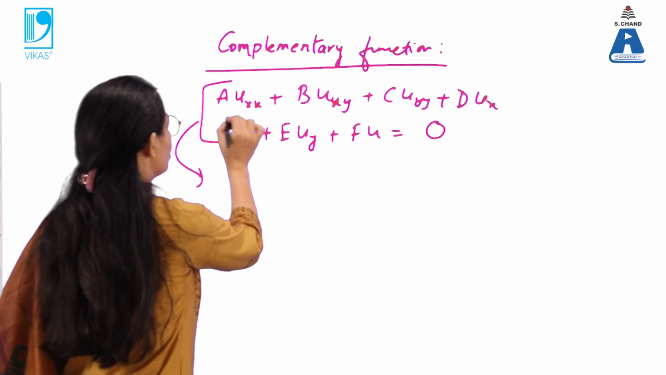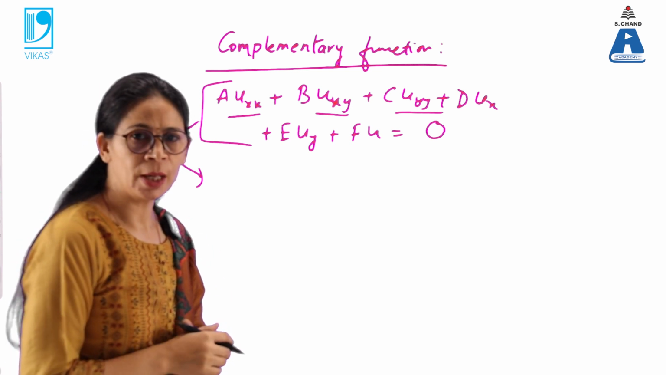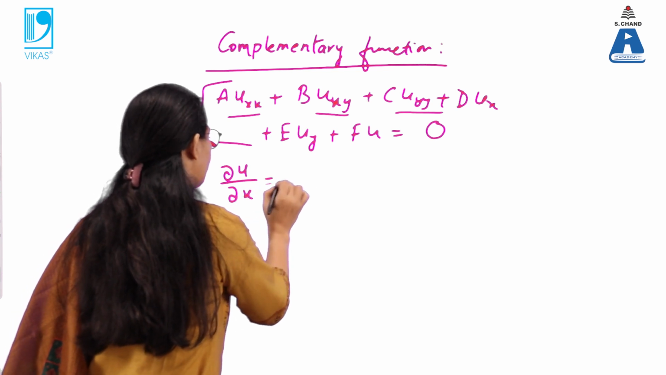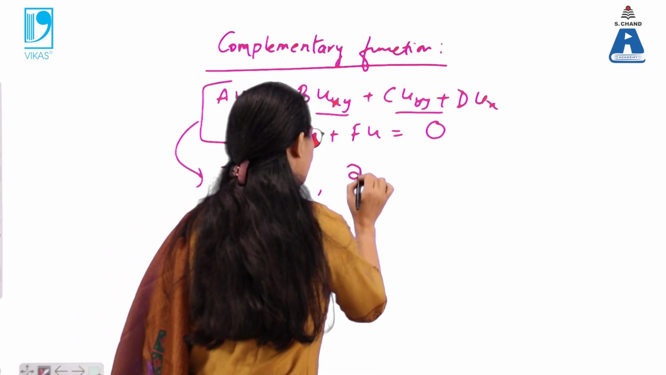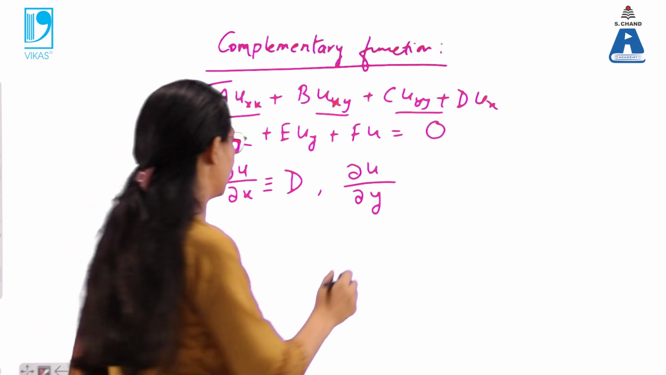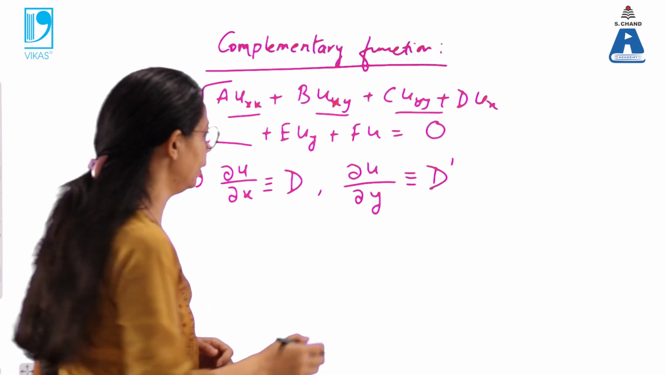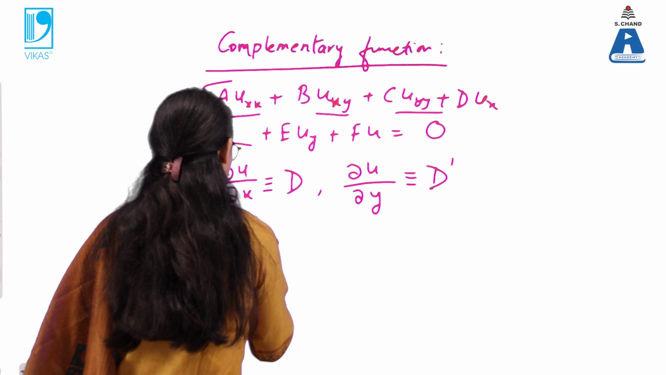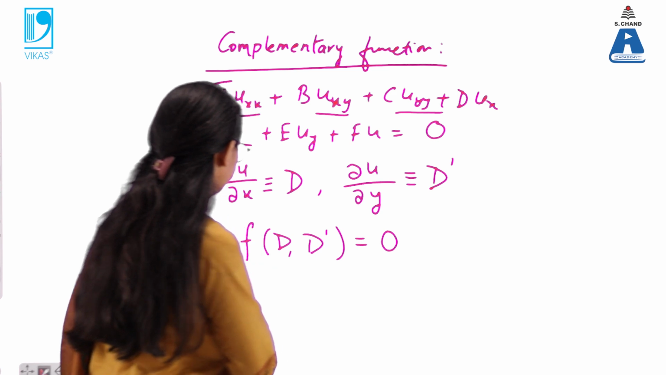Now, since we do not require these second order derivatives and first order derivative in this form, let us say that the first order derivative of u with respect to x will be denoted by this operator D, and this partial derivative of u with respect to the second independent variable, that is y, has been denoted by this D dash. Clear? So this differential equation can be written as f(D, D dash) equals 0.